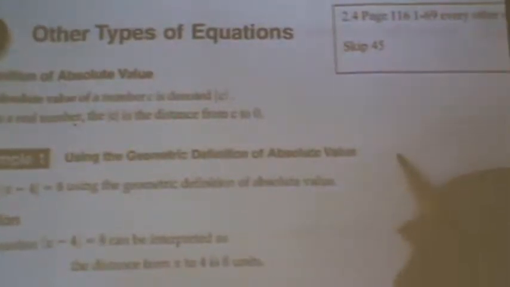Today we are going to talk about other types of equations and how to solve them. And the first one is absolute value. Do you guys remember what absolute value means? Yeah, distance away from zero. It's how far a number is from zero.